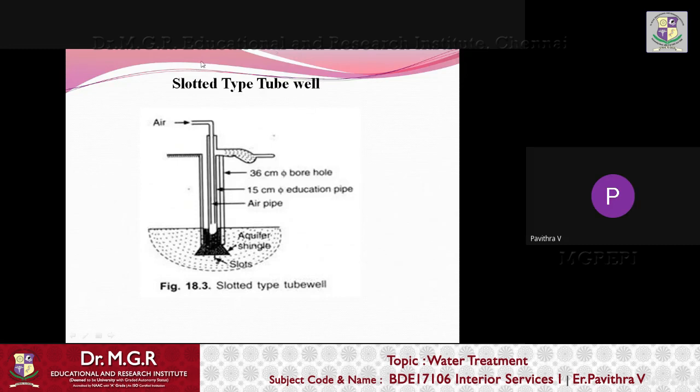Then another type is the slotted type, in which there will be an air pipe, provided by means of pumping the air inside the tube well. We are going to lift the water upwards.